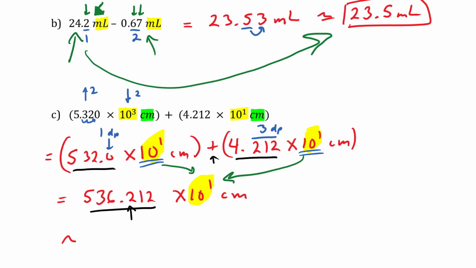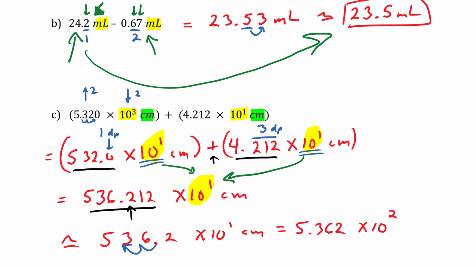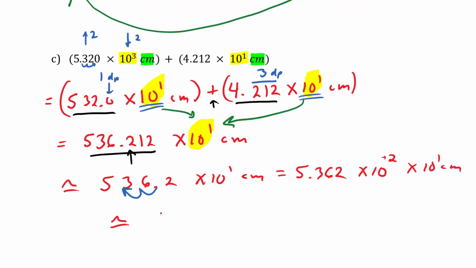So this rounds off to 536.2 times 10 to the 1 centimeters. This is not in proper scientific notation. Move this over to 5.362 times 10. We moved it over 2, and we made a big number smaller. So to offset that, I have to make sure that's a positive exponent, times 10 to the 1. And then finally here, 5.362 times 10. We're multiplying 2 values with the same base, so we add them, 10 to the 3 centimeters.